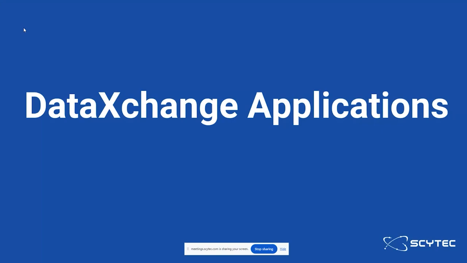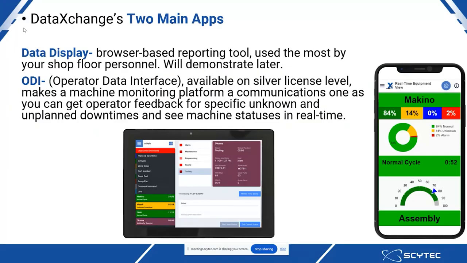Next up, I'm going to go over the different data exchange applications. So we have two main data exchange applications. The first being data display, which you can see over there on the right side in that phone screenshot that you see there. And data display is our browser-based reporting tool, and this is going to be used by most of your shop floor. And I'm going to do a demonstration of this later on in this webinar.